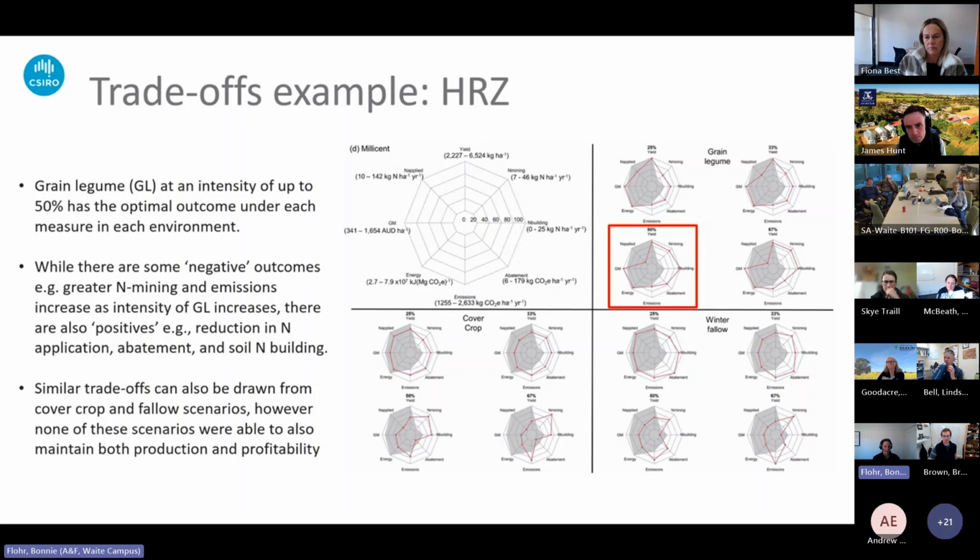Similar positive and negative trade-offs could also be drawn from cover crop and fallow scenarios, but none of these scenarios were able to maintain both production and profitability, and therefore were unrealistic scenarios to achieve global food security in the long term.